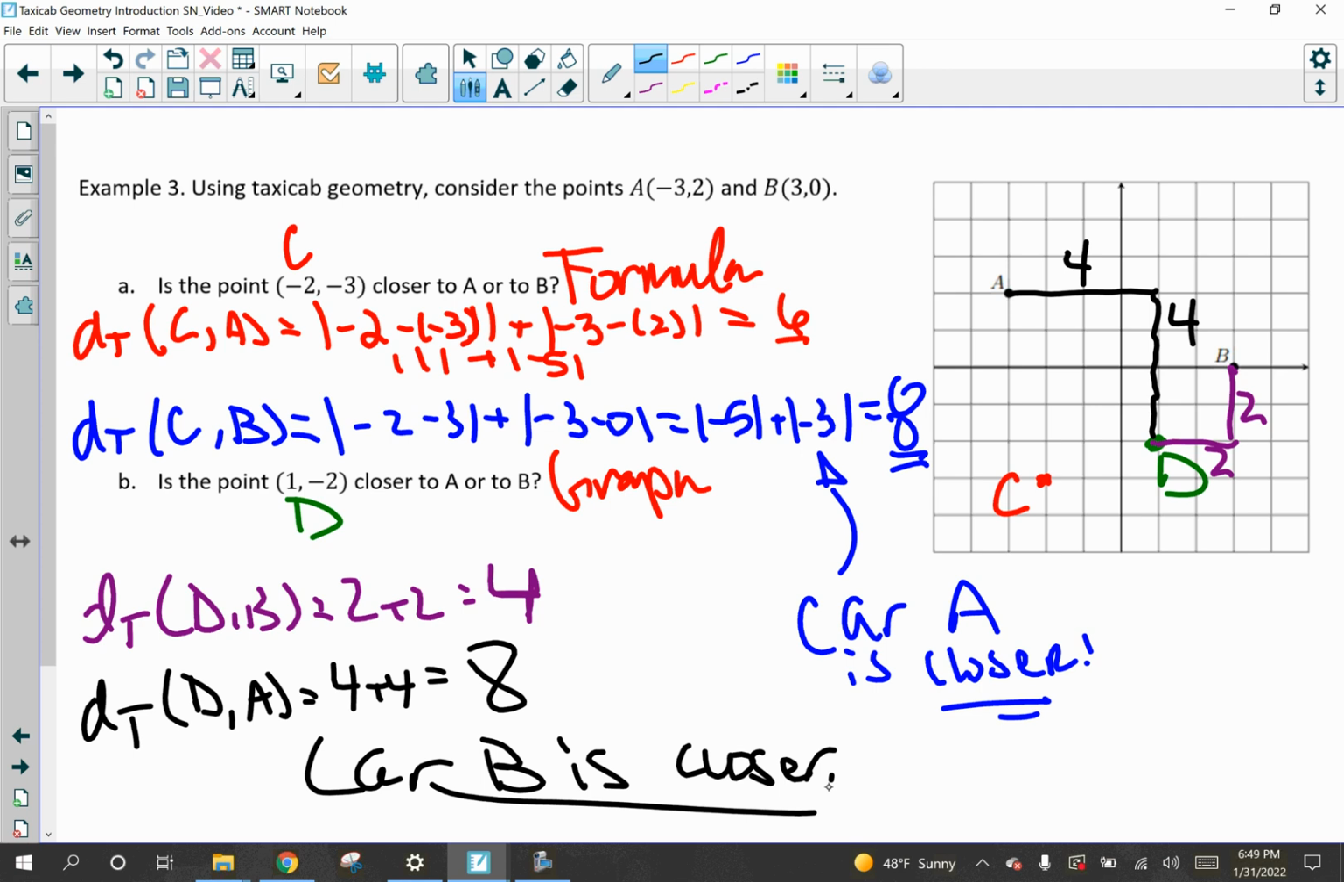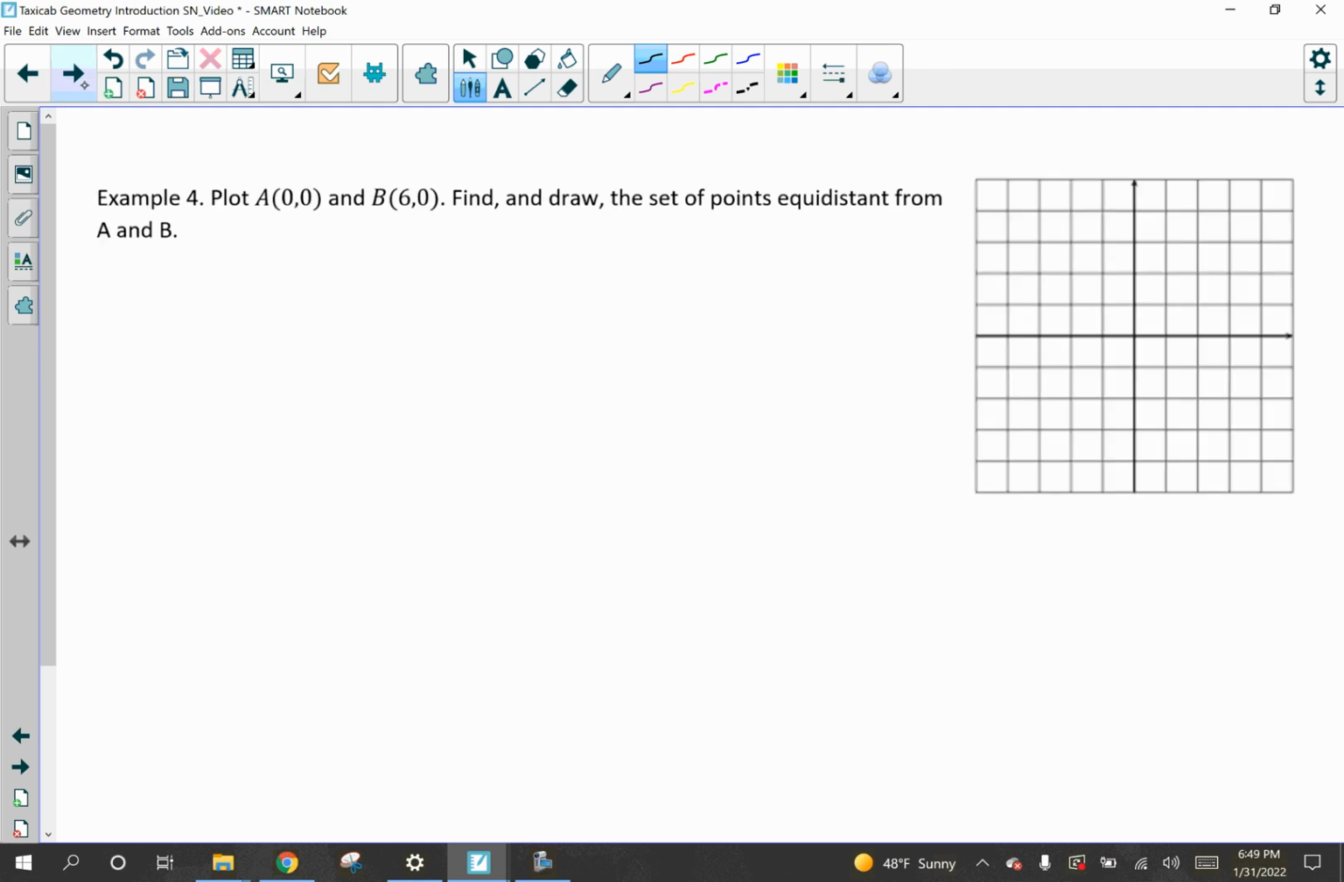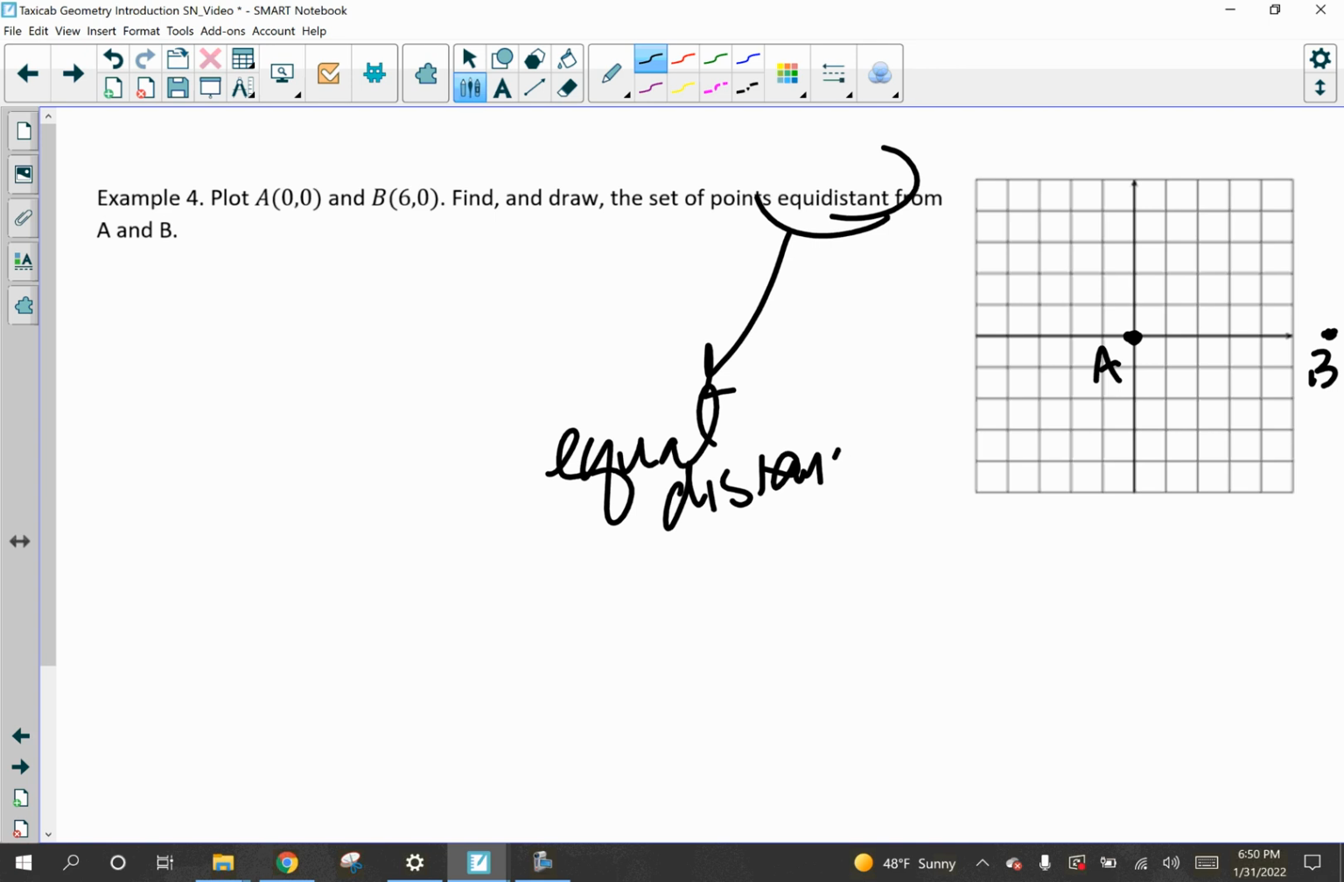Now let's look at example 4. Plot A, which is 0, 0 on the graph, and plot B, which is 6, 0. That's actually off the graph a little bit, but that's okay. Find and draw the set of points equidistant from A and B. So this is just equal distances: the points that are the same distance away from each of them.